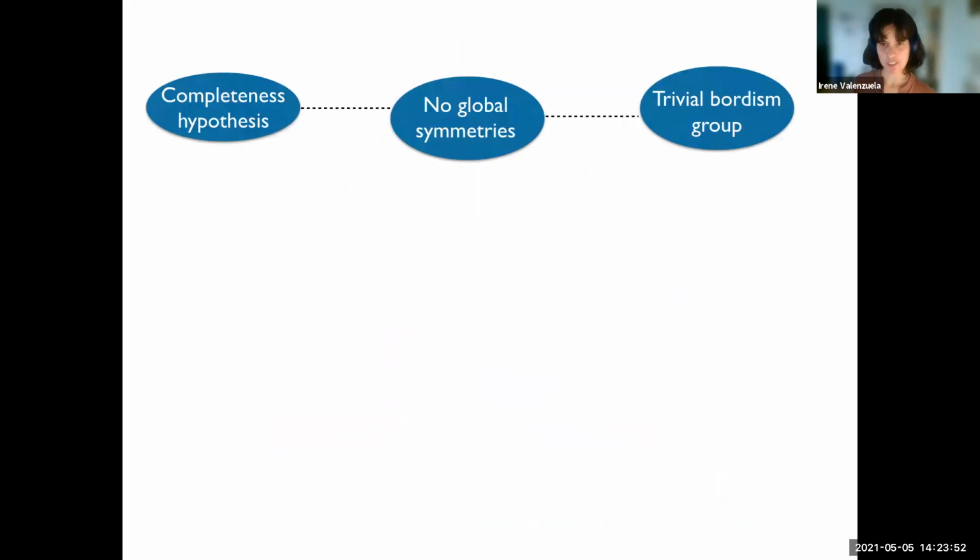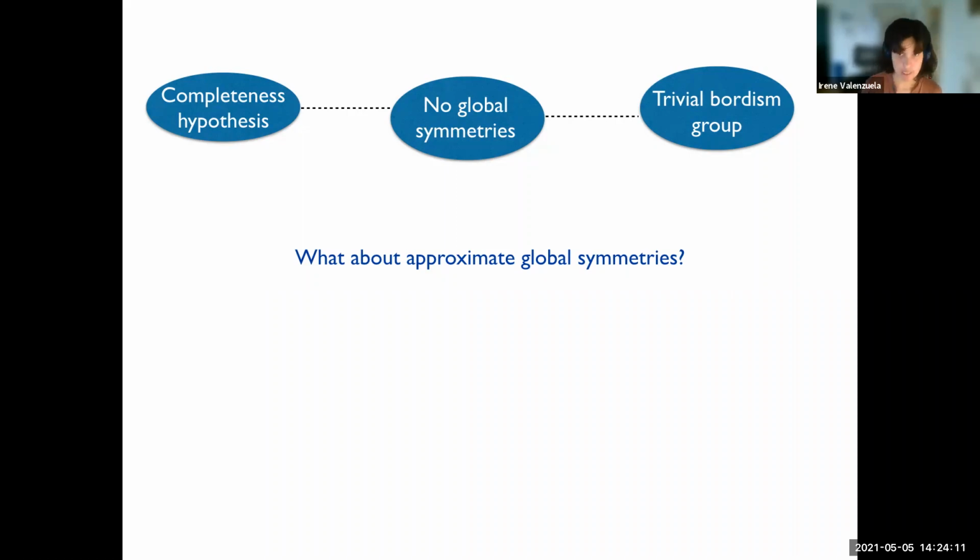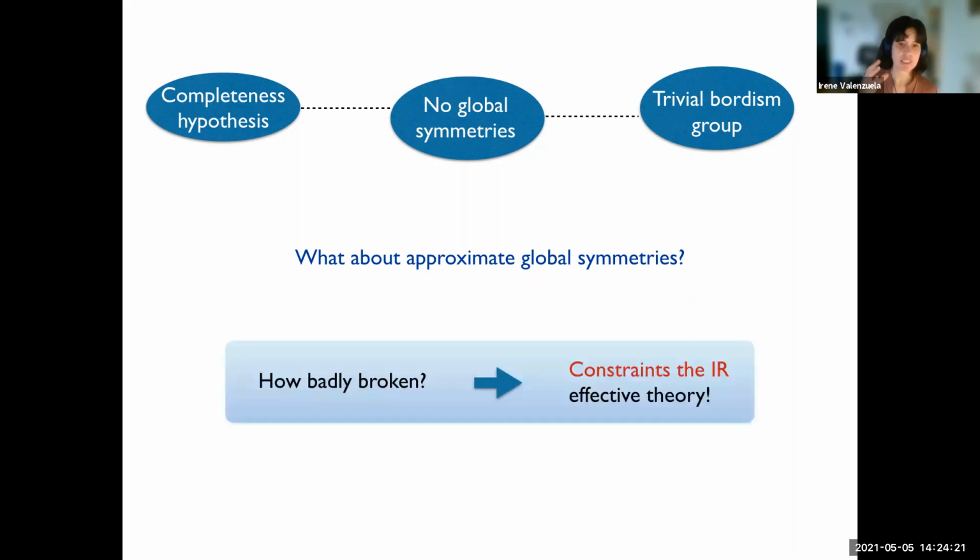Okay, so this was it for exact global symmetries. What I wanted to discuss after this is what about approximate global symmetries? Can we quantify somehow how much we have to break these symmetries, or what are the energy scale, or the masses associated to the charge states that break the symmetries and so on. If we are able to do this, then we really have constraints on the IR effective theory. We can say how much we have to break them, at what energy scale we should be sensitive to the effects.